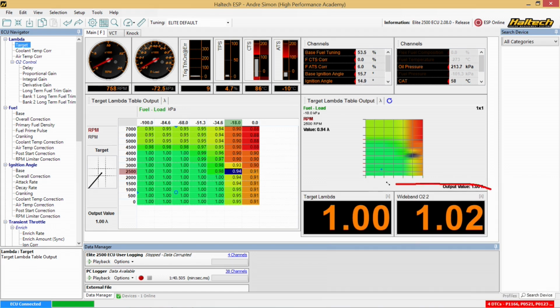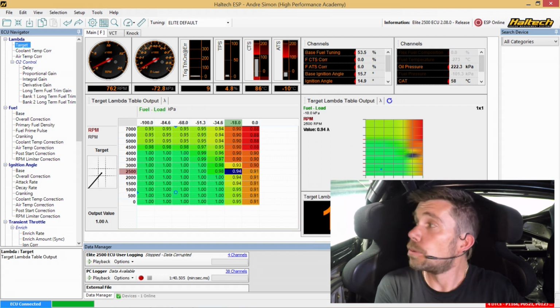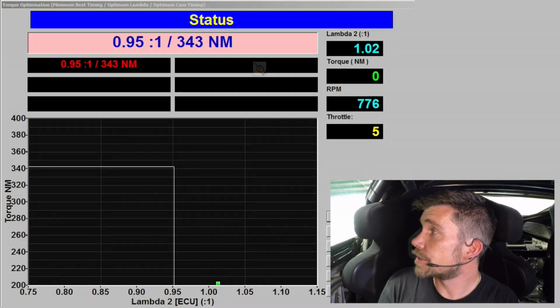Now on the right hand side of the ECU software you can see we have our Lambda target displayed along with the actual measured air fuel ratio from a wideband sensor in the exhaust, and you'll be able to monitor those while we're running the engine. Now we'll jump across to our dyno software and we'll have a look at what we've got here.